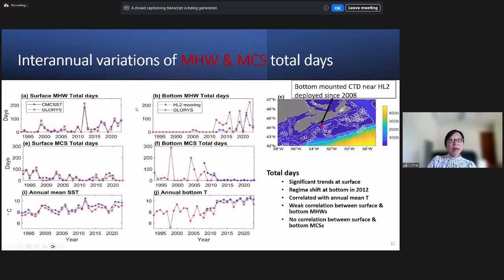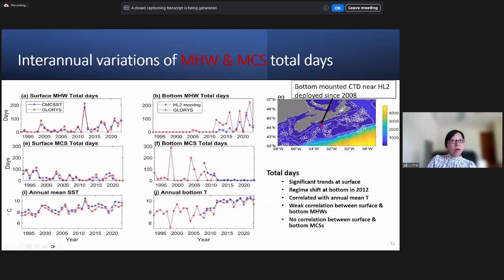So now we're looking at the interannual variations of heat wave and cold spell total days at this mooring location. This figure shows the surface marine heat wave total days, and you can see there are more than 200 marine heat wave days in 2012. So that's in that extreme warm year. You can also see there's strong interannual variation, and there's an increasing trend of the marine heat wave total days. And this figure shows you the surface marine cold spell total days. You can see strong interannual variations and a decreasing trend.